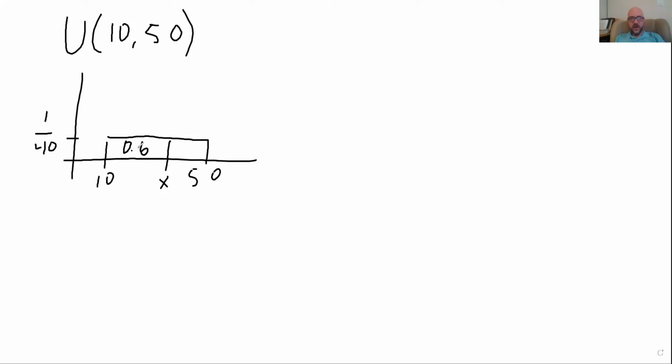So to find what X is, I would do X minus 10, because that's the length of the base, times 1/40 equals 0.6. So you've got to watch out for it not starting at 0. It certainly might not. A lot of uniform distributions do start at 0 because they're used for wait times a lot, but not universally. So you have to be careful about where the starting point is.